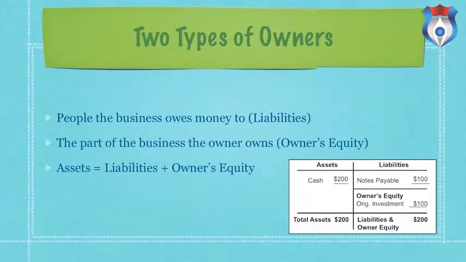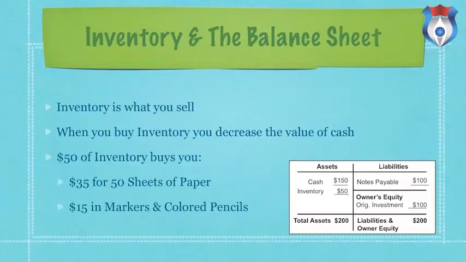And also you're going to learn the most important equation whenever it comes to balance sheets, and that is that assets always will be equal to liabilities plus owner's equity. Inventory is what you sell. When you buy inventory, you decrease the value of cash. You do not decrease anything else or change anything else.